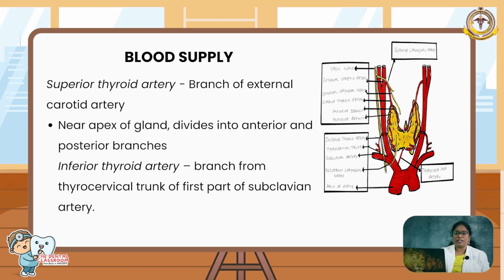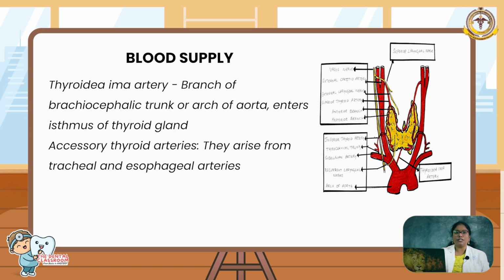The inferior thyroid artery is a branch of the thyrocervical trunk from the first part of the subclavian artery. The thyroidea ima artery is a branch of the brachiocephalic trunk or arch of the aorta and enters the isthmus of the thyroid gland. Accessory thyroid arteries arise from the tracheal and esophageal arteries.